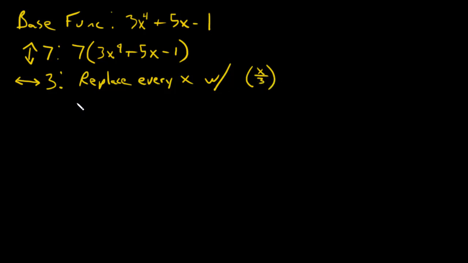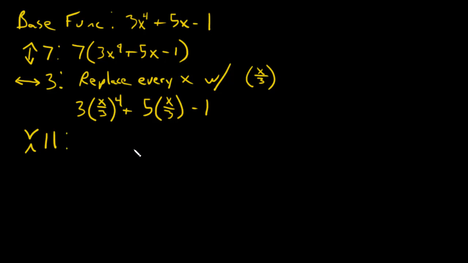So I wind up with 3 times x over 3 to the fourth plus 5 times x over 3 minus 1. That's how you stretch it horizontally. Okay? Now, let's say that I want to shrink it vertically. Shrink it vertically by a factor of, I don't know, 11. How do I do that?